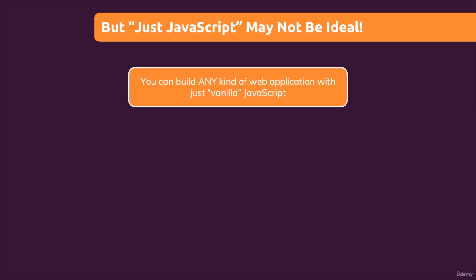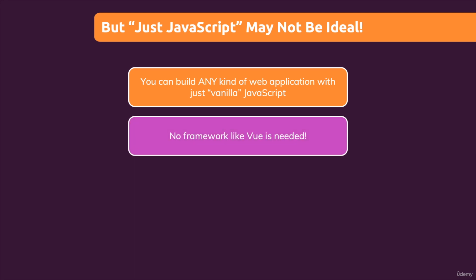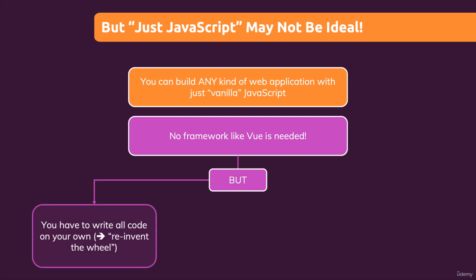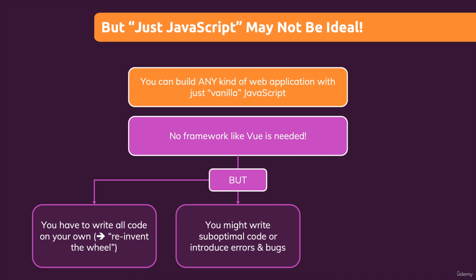Theoretically, we can build any kind of web application with just vanilla JavaScript. So with just JavaScript without any extra frameworks or libraries. No framework like Vue is needed in reality, but it wouldn't be much fun to use just JavaScript because we have to write all the code, all the logic on our own. We have to reinvent the wheel over and over again. We might even write suboptimal code and introduce errors and bugs because we have to write everything from scratch. And we have to do these things correctly, otherwise we might have poor performance or security issues.